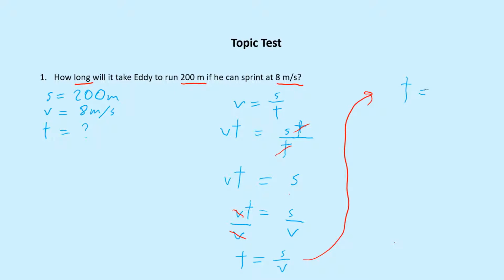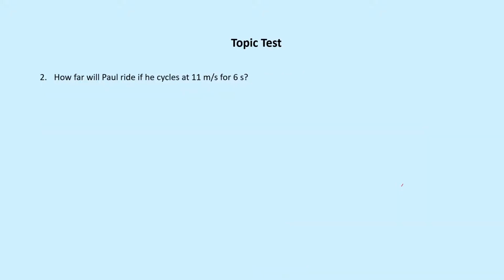And we can finally figure out the answer. S over V. The distance from our givens was 200. The speed was 8 meters per second. We get out our calculator and that's 25 seconds. Okay, we should try another example.